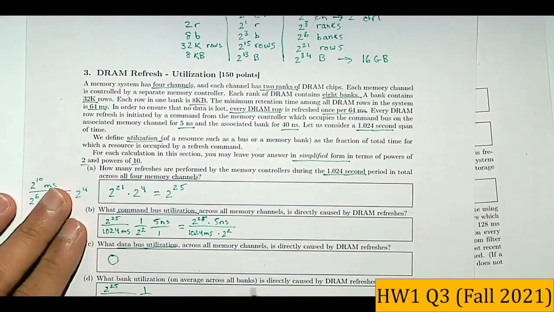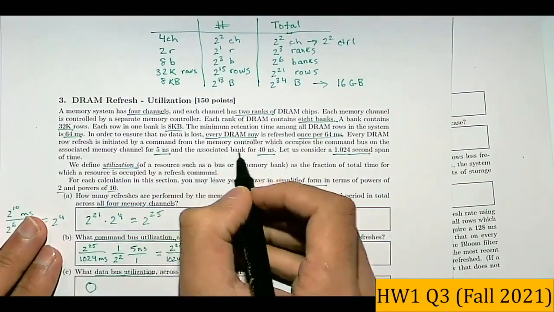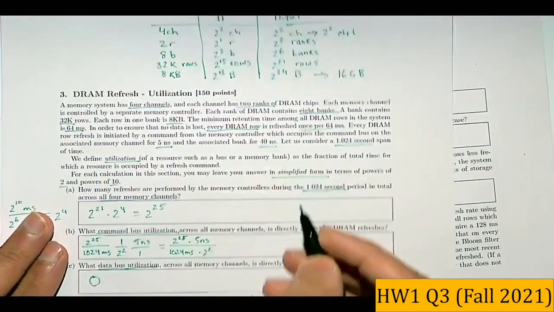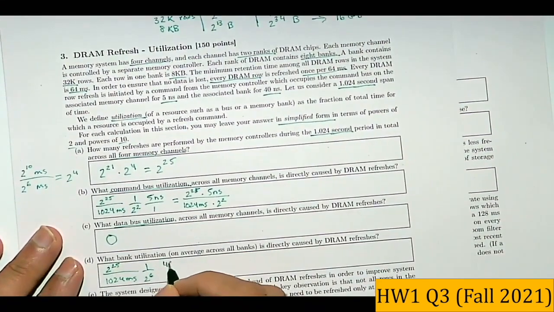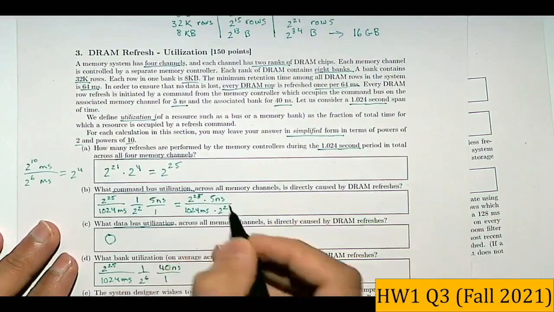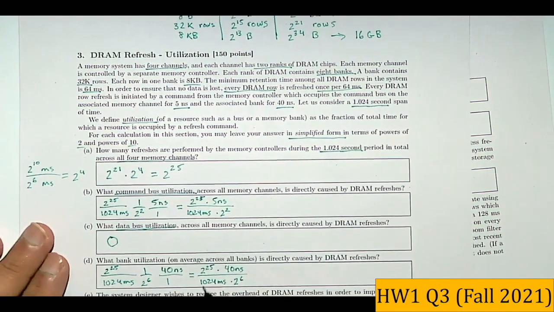And so in terms of the utilization, the information told us that a bank is busy for 40 nanoseconds per refresh command. So here the scale factor was 5 nanoseconds. Over here, the scale factor will be 40 nanoseconds, right? So 40 nanoseconds per refresh. And so the computation is exactly analogous to that, just with different values, right? So here we have 2 to the 25 times 40 nanoseconds over 1024 milliseconds times 2 to the 6. Right? And so this is the utilization.